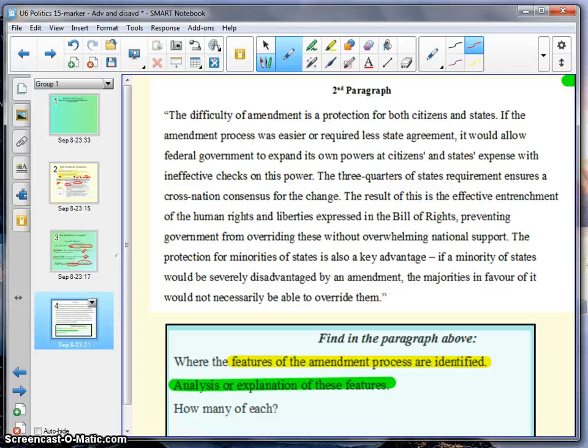So if you look at the answer, it starts off well. The difficulty of amendment is a protection for both citizens and states. If the amendment process was easier or required less state agreement, it would allow federal government to expand its own powers at citizens and states' expense with ineffective checks on its power, etc., etc. Now, it's a very good essay. It certainly gets in level 3.